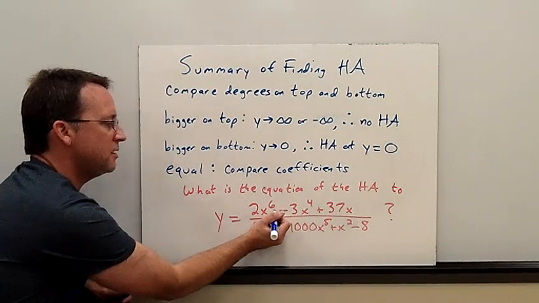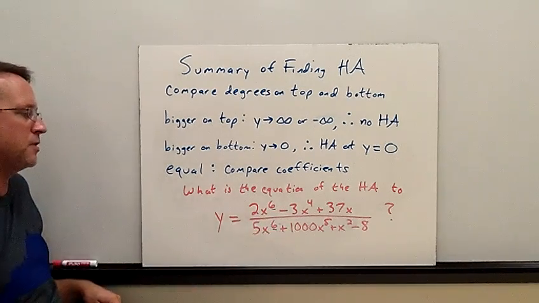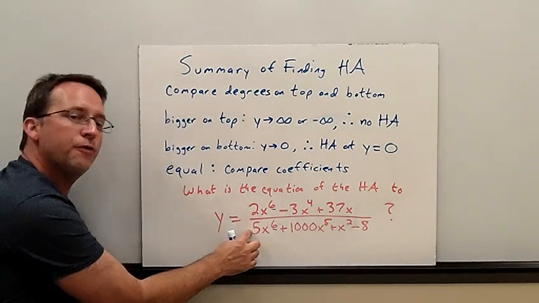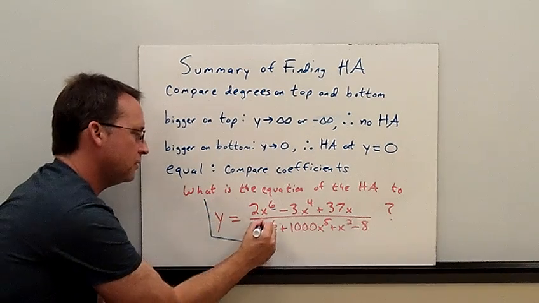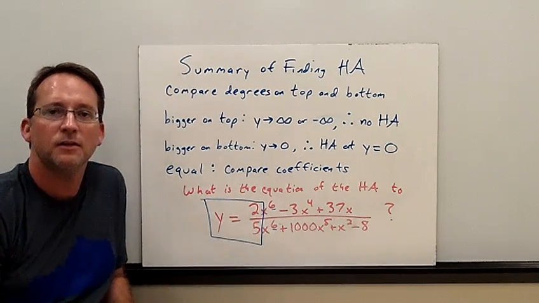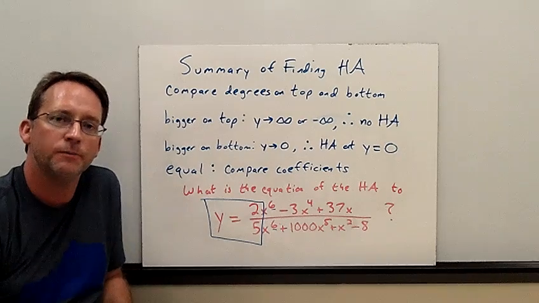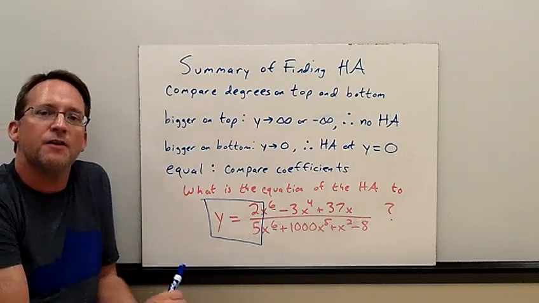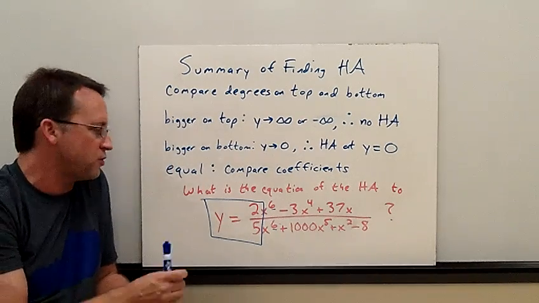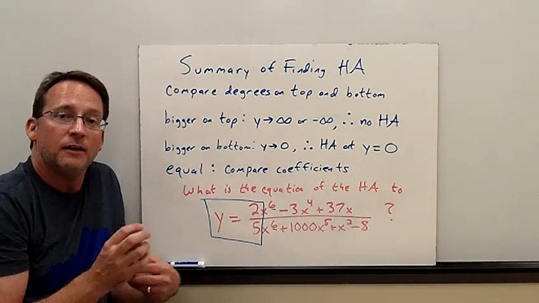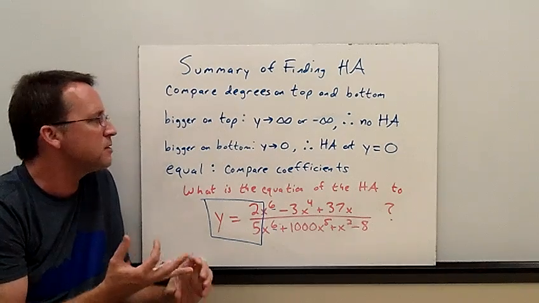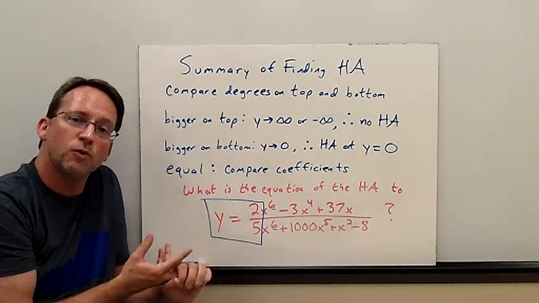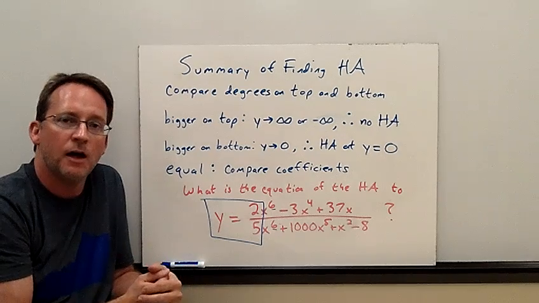Since it's a tie, since the degree is the same on both the top and the bottom, we look at the coefficients of those two terms. And 2 over 5, y equals 2/5, is the equation of your horizontal asymptote. So there's a summary of how to find horizontal asymptotes for all your rational functions. As you look at the problems in this section, hopefully you'll be able to sketch some graphs, find some vertical and horizontal asymptotes, and graph accordingly.